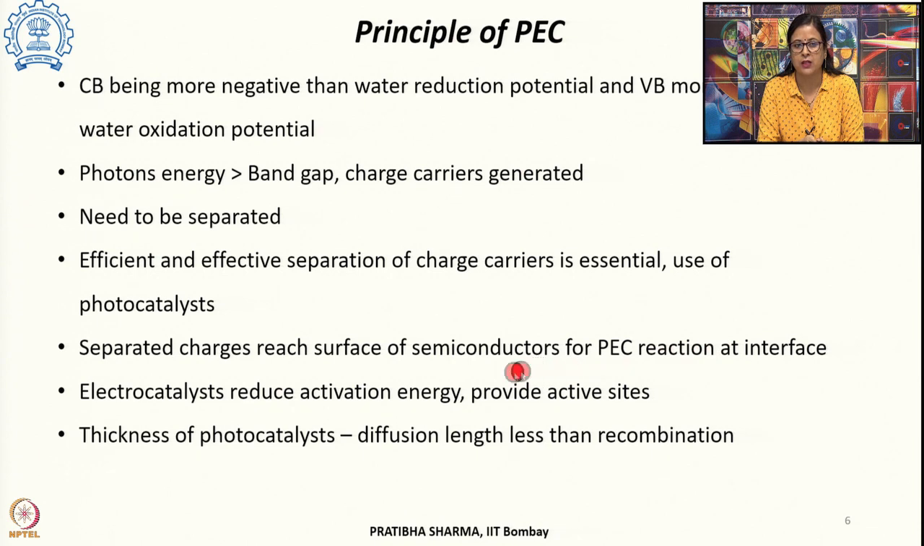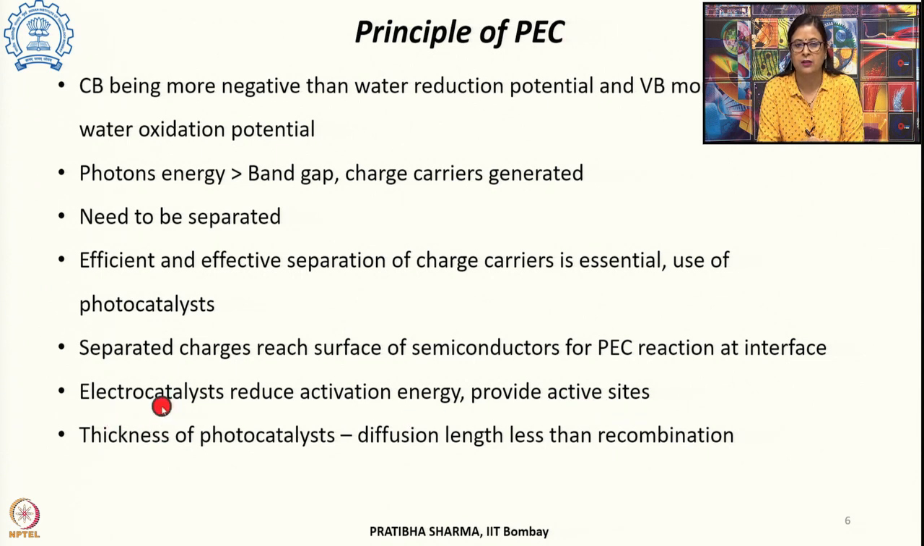Now, the role of the electrocatalyst or photoelectrocatalyst is to reduce the activation energy, because we know that water splitting has a very high activation energy. It also provides the required active sites where the electrochemical reaction could take place.